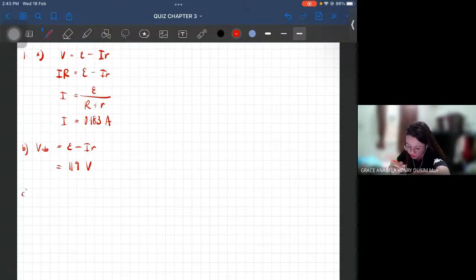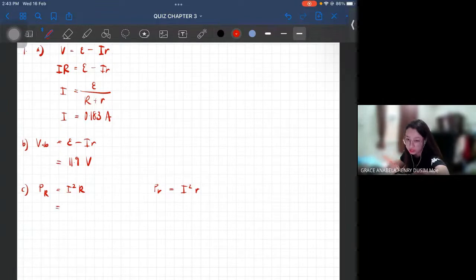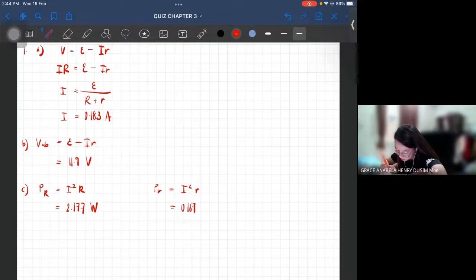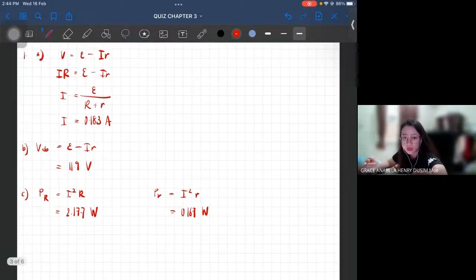Okay, and then question C, you'll have to calculate the power dissipated by resistor R and resistor small r. Okay, so from here we can use I squared R and then this one I squared small r. Okay, so from here just substitute the values and you should get 2.177 watt. Whereas for the internal resistance, it should be 0.167 watt lah. Okay, so that is for question number 1, A, B, and C lah.